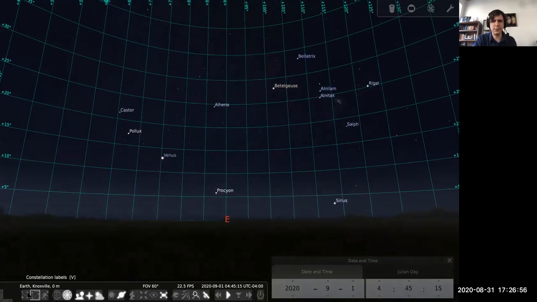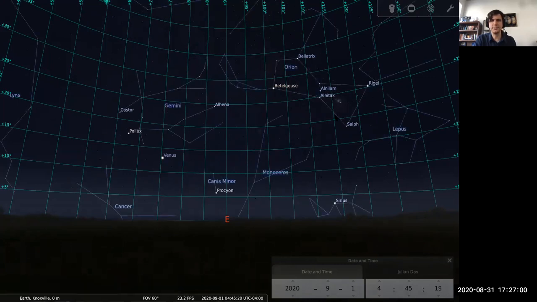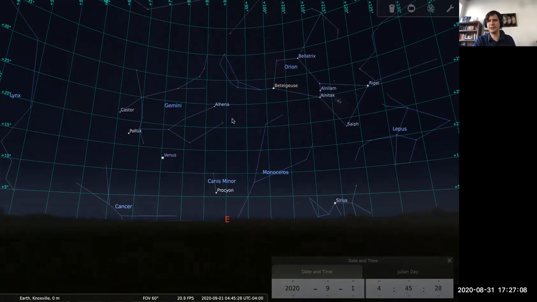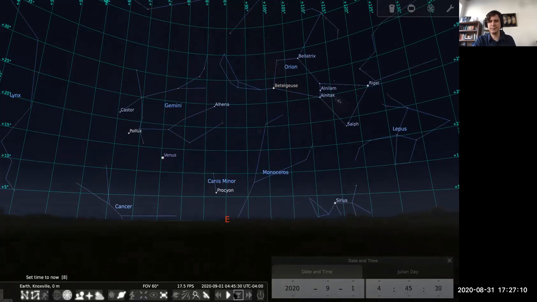So I can show you that we can turn on our constellation lines and labels. So here's our constellation figure, Orion. And now I can speed up time again. We can say bye to our Orion as it continues to rise, increase in altitude and azimuth, as it makes its way towards the meridian.